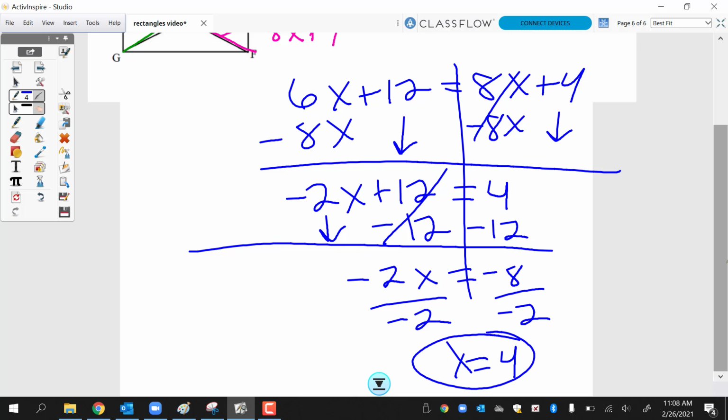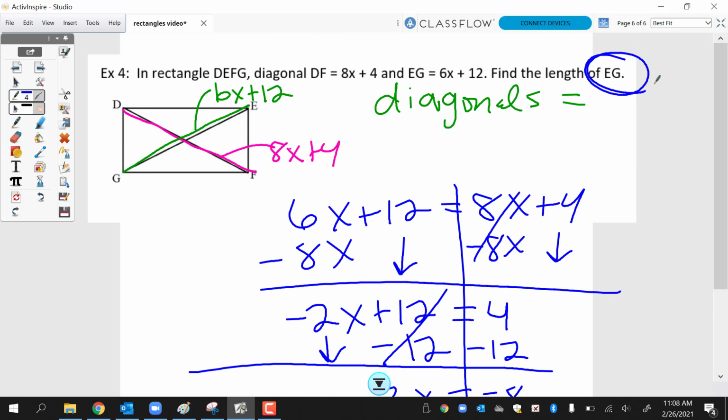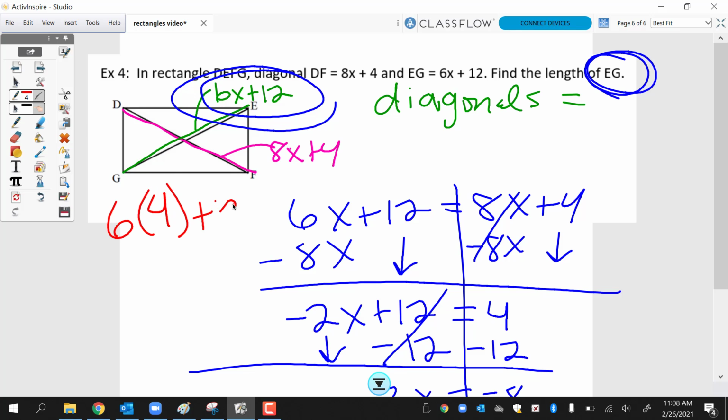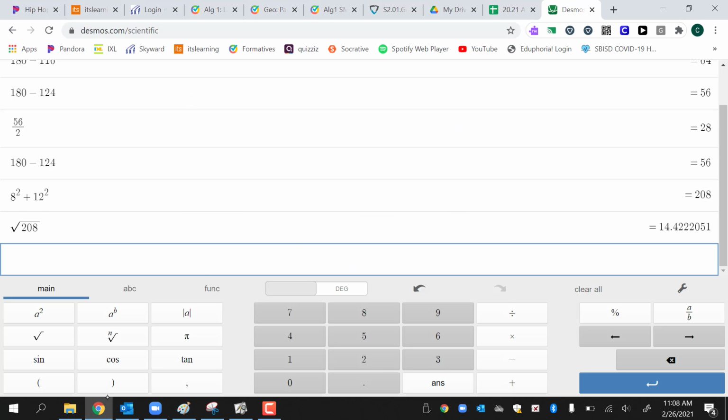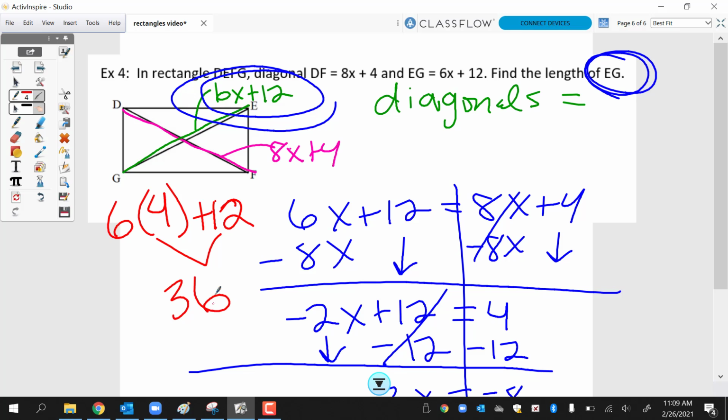But the question asked, what is EG? EG was 6x plus 12. So I've got to plug in my 4 into 6x plus 12. So 6 times 4 plus 12. We're going to type that in decimals. Here we go. 6 times parentheses 4 plus 12 is 36. So EG, final answer, is 36. Okay.